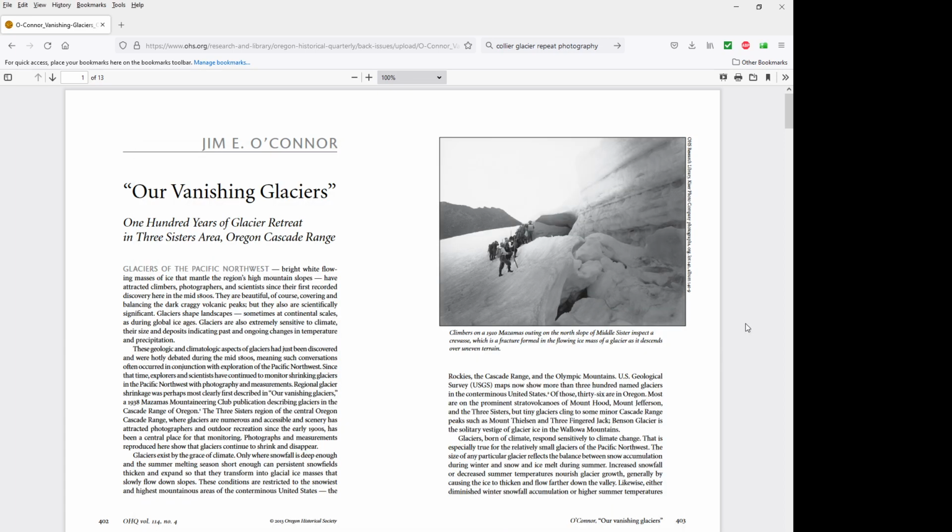Hi everyone. Welcome to this week's lab. The content for this week's lab has to do with looking at glacier changes using repeat photography.